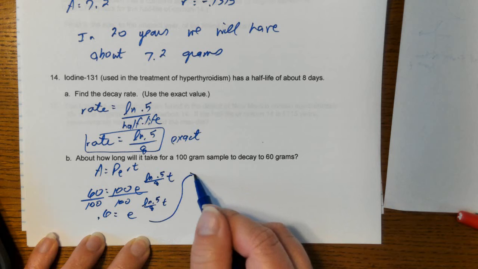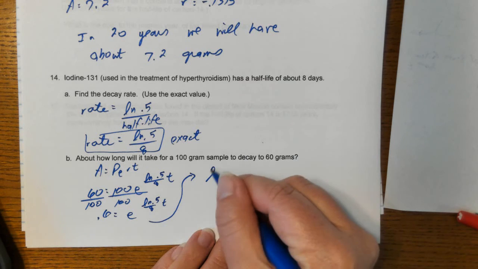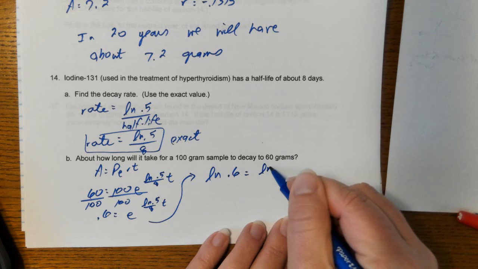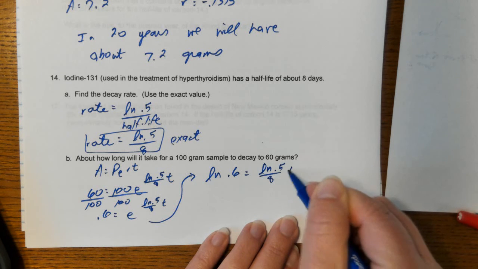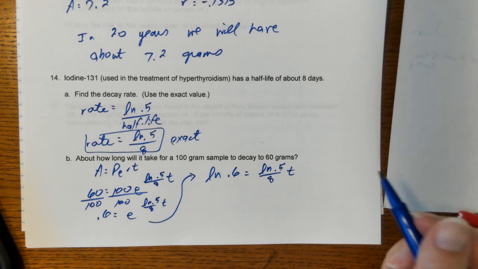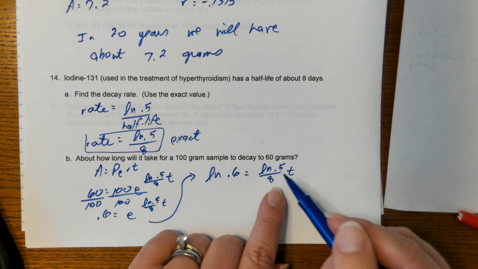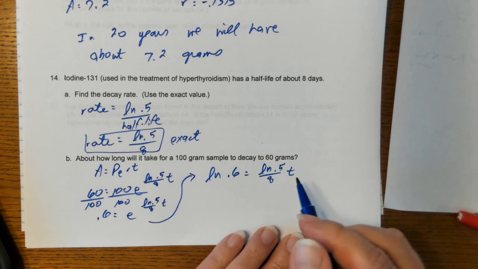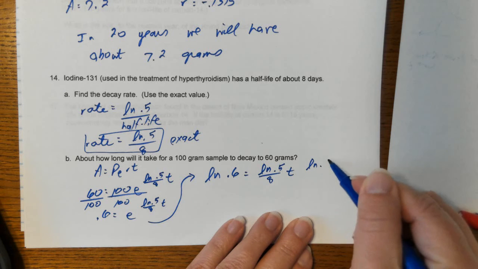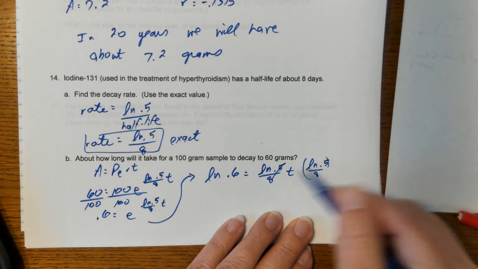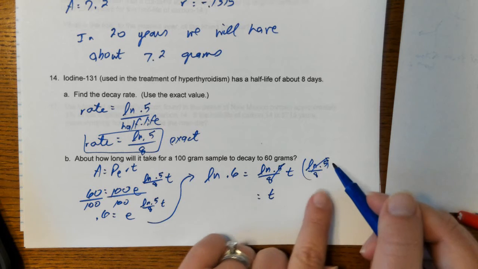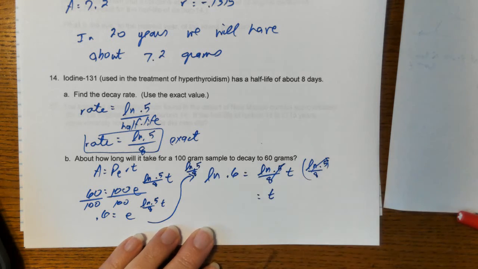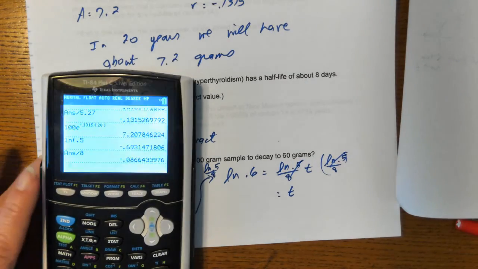Remember, that whole thing is an exponent. Solving for t, I need to convert to a log. Log base e, that means ln, of 0.6 equals ln 0.5 over 8 times t. So I've got to get rid of this coefficient. I could divide by it, or I could multiply by the reciprocal. I'm going to multiply by the reciprocal, ln 0.5 over 8, and that will get t alone. If I multiply the right by ln 0.5 over 8, I've got to multiply the left by ln 0.5 over 8. So in my calculator, watch this.